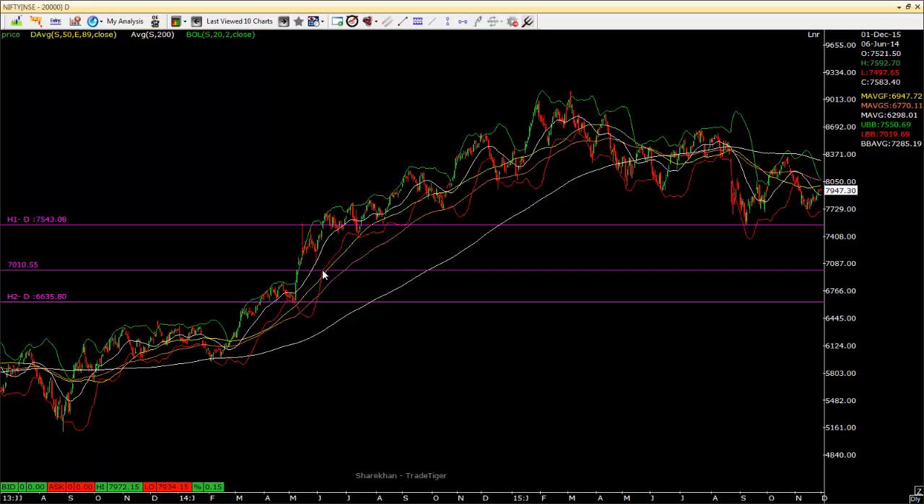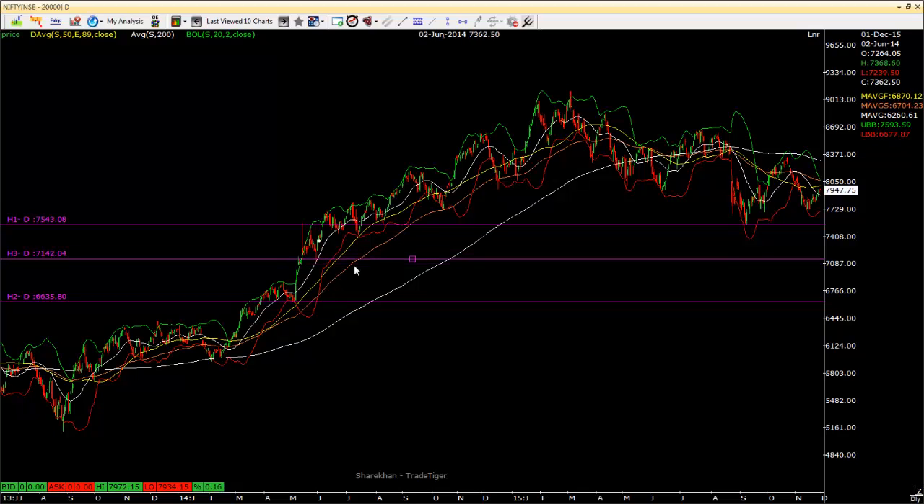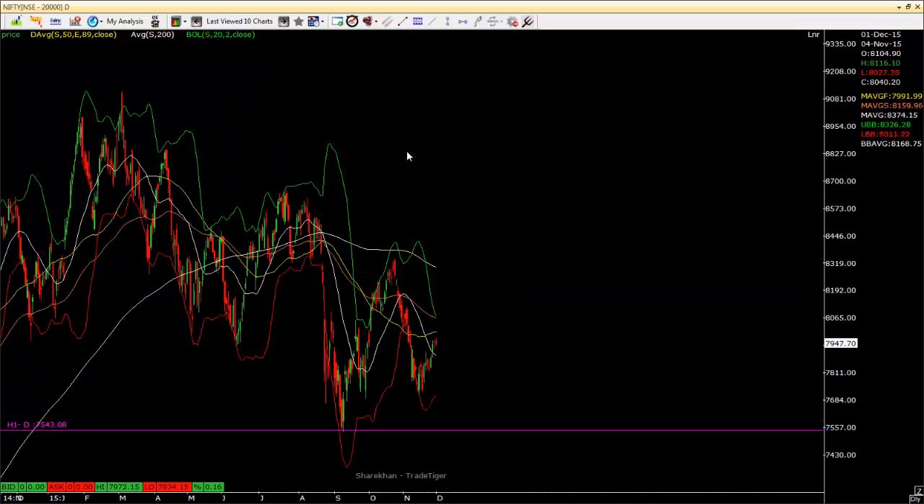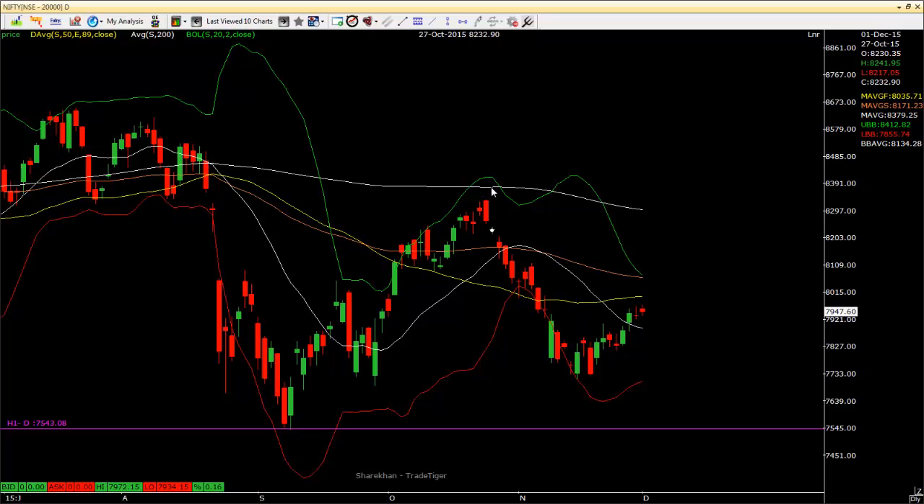Possibly out here, because there is a gap. So around 7100, or actually let's see where 7200 comes. Yeah, probably around this area, because there is a gap fill out here. So 7200, and then we might see the market move up. So be careful. Like I said, keep in mind the long-term downtrend.